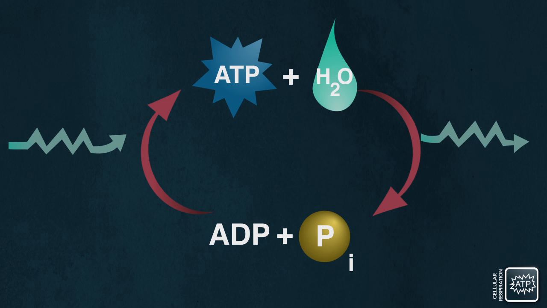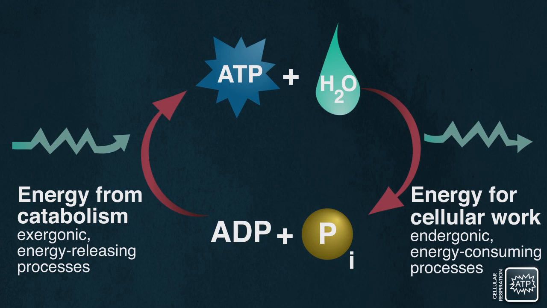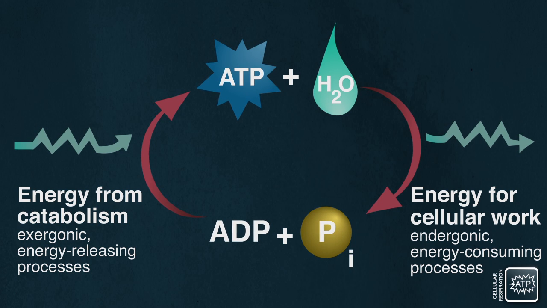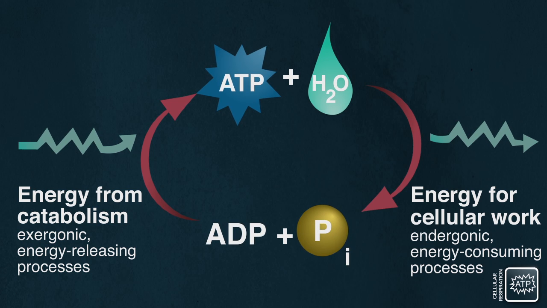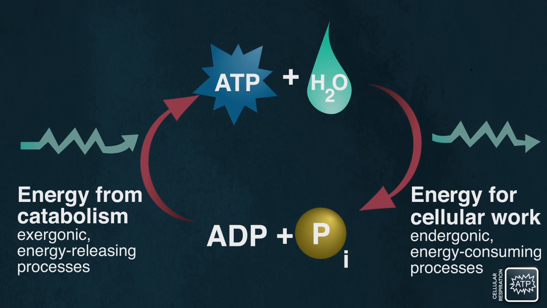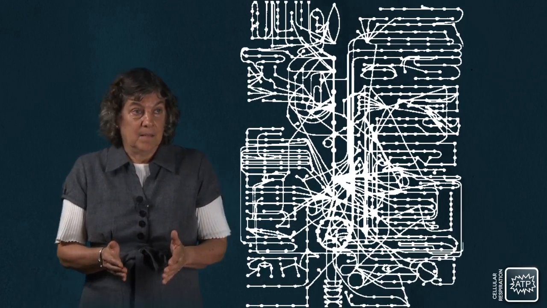ATP molecules act just like energy money for cells because the hydrolysis of ATP releases just the right amount of energy to a unit of cell work, something like pumping something across the membrane or building a chain of molecules, as in making a protein. So how do we use fuel molecules to make ATP? Let's look at the process.